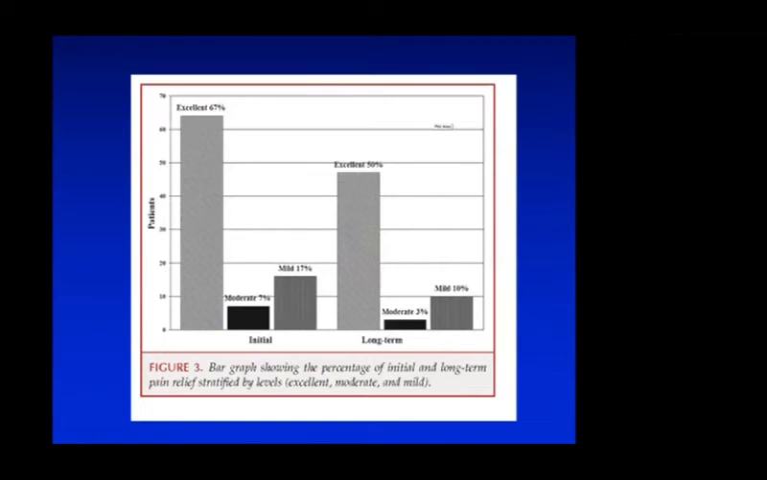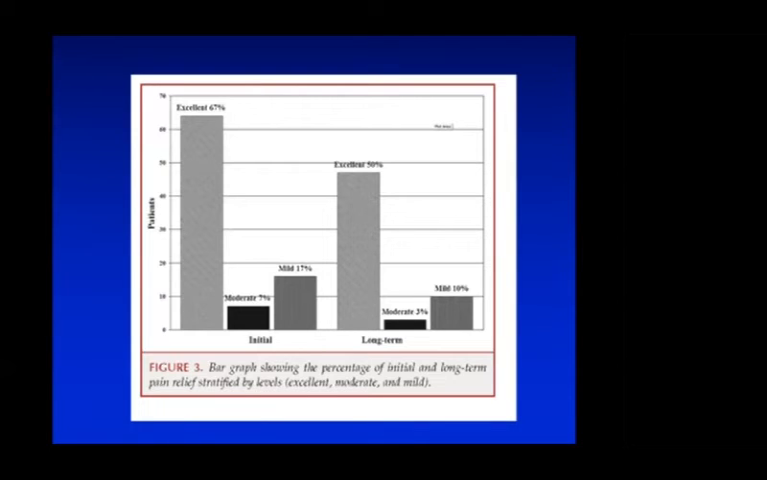So in terms of results of the radiation, there are two graphs here. The three bars on the left show the pain relief initially. So like within, let's say, a couple months of the radiation treatment, patients were asked, is your pain better, or is it gone, which is excellent, or is it 50% better, which is moderate, or is it only 25% better? Let's say that's mild. So if you add up these numbers, they actually add up to about 90%. So initially, 90% of patients show some effect of the radiation.